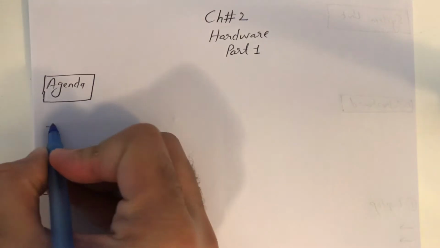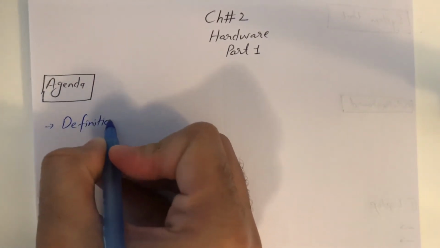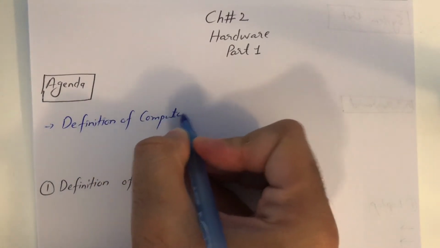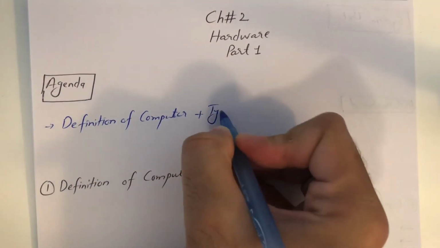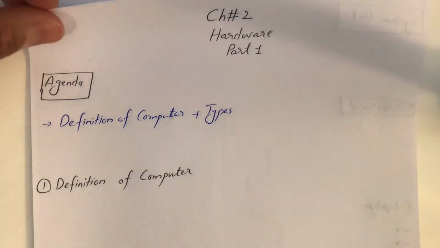We'll start with the basic definition of computer plus types of different computers. So we'll discuss definition and types of different computers. So let's start with the definition.